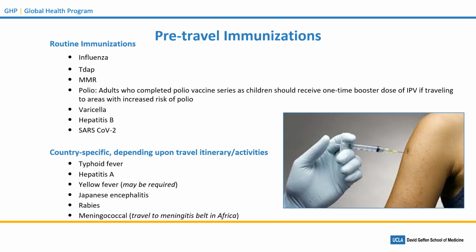In terms of country-specific vaccines, we'll talk a little bit about the typhoid vaccine as well as yellow fever and the rabies vaccine. Keep in mind that for Japanese encephalitis, if you are traveling to a country where that is endemic, you may need this vaccine. It just all depends how long you're staying and where you will be traveling within that country. So talk to your provider about that.